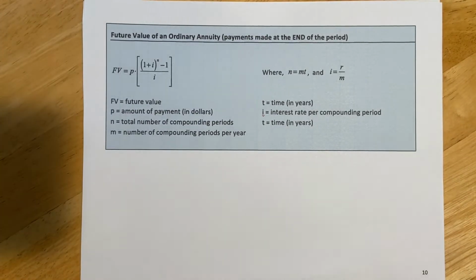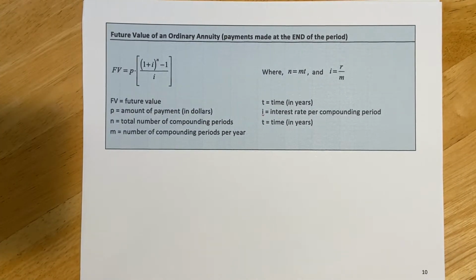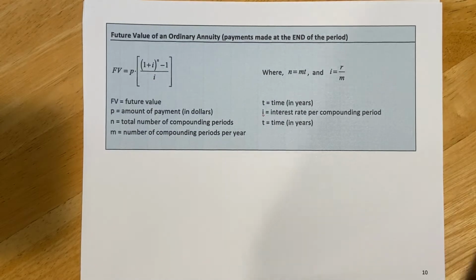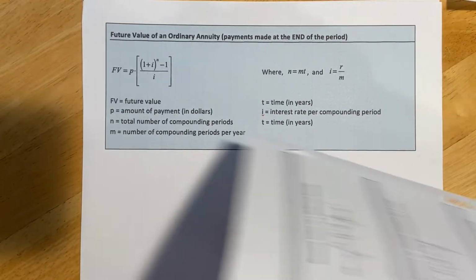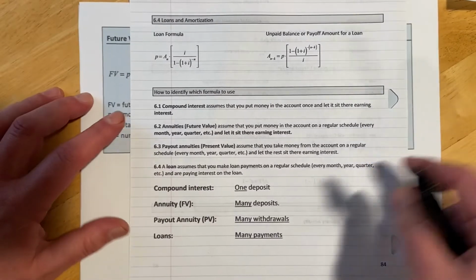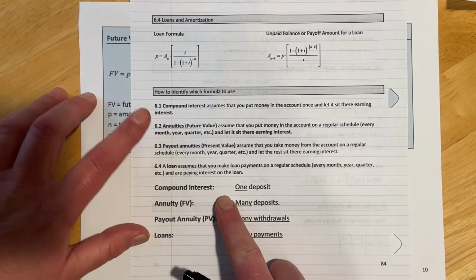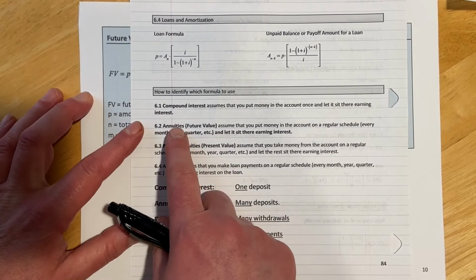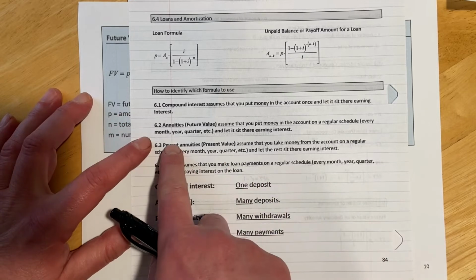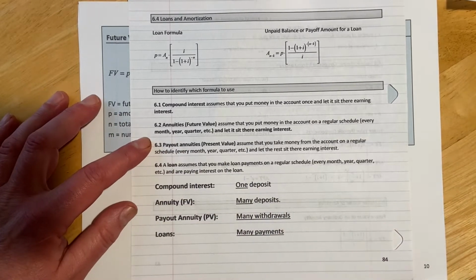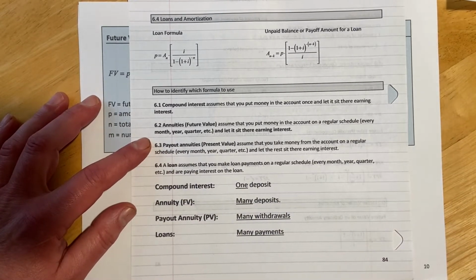So if we go back to that sheet of notes, which now I have to find. So far we've seen compound interest, so that was 6-1. Now we're on 6-2, annuities, and these are going to be future value annuities because we're also going to have these things called payout annuities. The next one, they're going to be present value annuities.